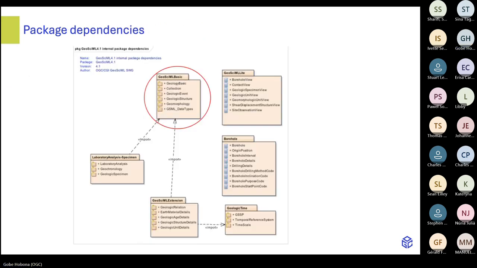And if we have a closer look at what's inside GeoSciML Basic, we'll see that it has sub-packages for Geology Basic, collection, geologic event, geologic structure, geomorphology, and GeoSciML data types. So it's literally the fundamental and foundation part of GeoSciML.